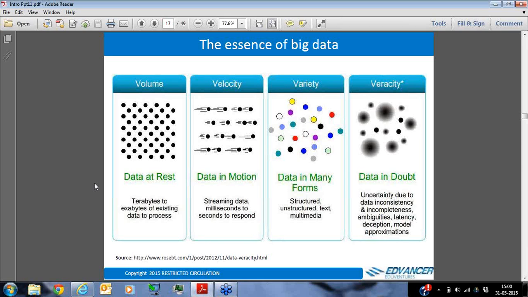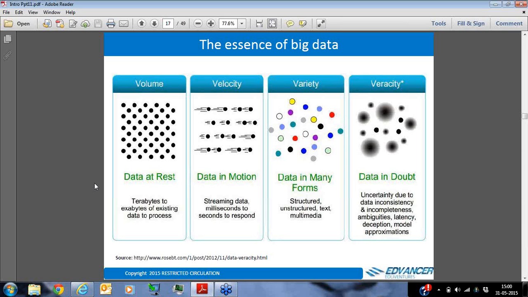The other, and I would say a more important factor, is the variety of data. So if data is being generated in many different forms, structured data, unstructured data, text, multimedia, you have Facebook status updates, you have tweets, you have photos and videos being uploaded, comments, etc. All that is unstructured data. All that is data being generated across various platforms in various forms.